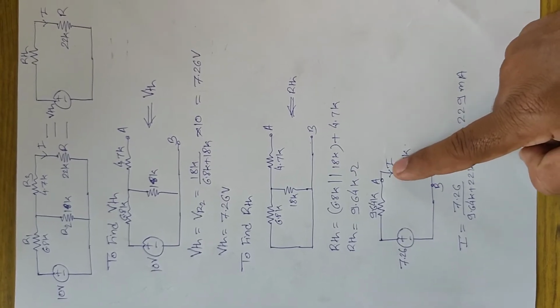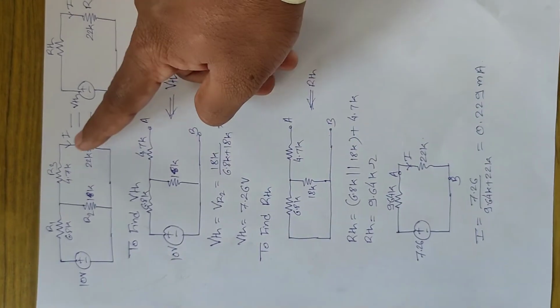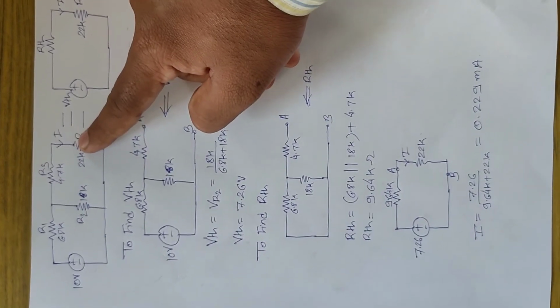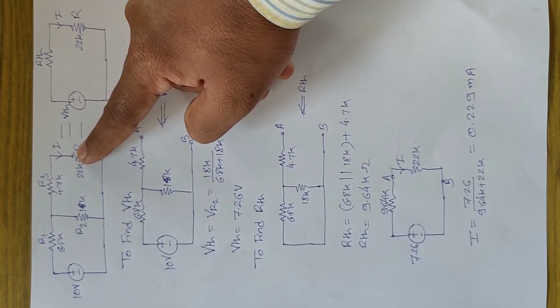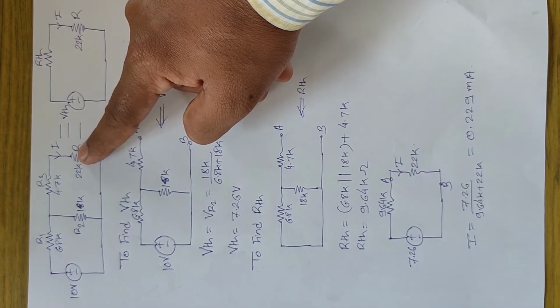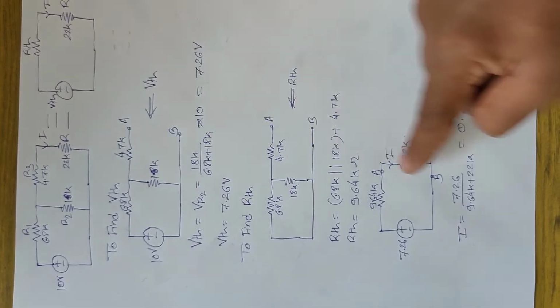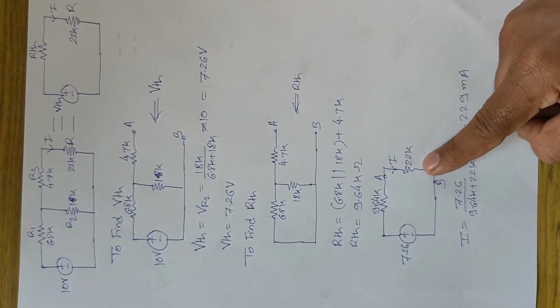If we find out the current through this circuit, this should be the same as in the initial circuit. So without minimizing or converting this circuit, the current through this 22 kilo ohm will be the same as Thevenin's equivalent current.